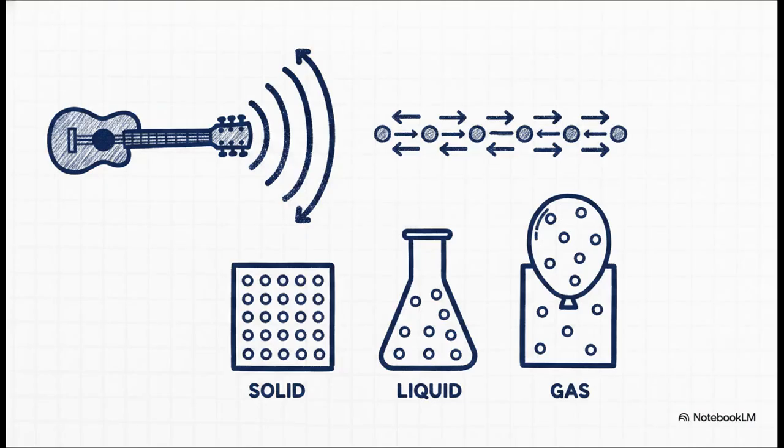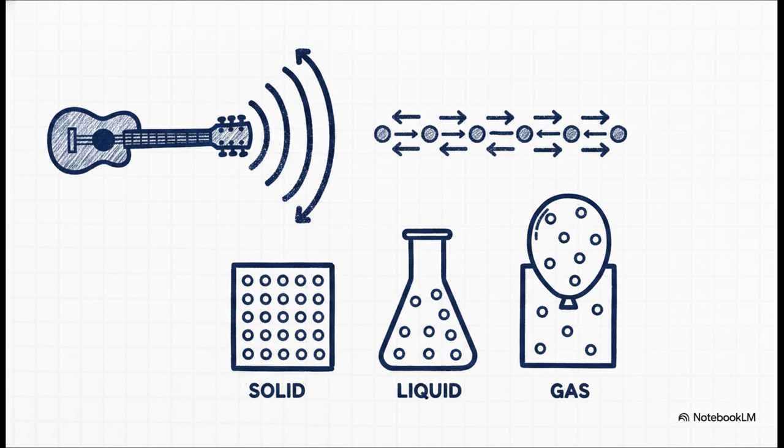Let's look at the absolute core characteristics of sound. First and foremost, sound is a mechanical wave, which means it requires a vibrating source. Think of plucking a guitar string or even just feeling your own vocal cords when you speak. Without a vibrating source, sound literally cannot exist.